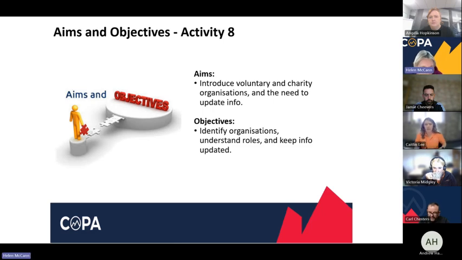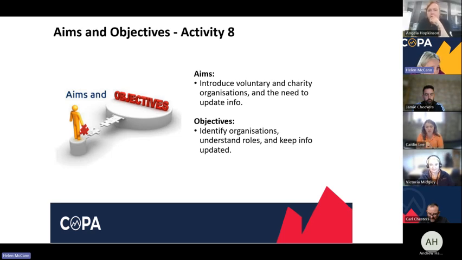So our aims here are to introduce voluntary and charity organisations and the need to update information on them so that staff can access these services where needed. And the objectives then are identifying the organisations, understanding roles and keeping information updated. So by the end of the session, you should have a clear understanding of how to engage with voluntary organisations and ensure your staff know what's available to them. Not just your staff, though, the people you work with as well.